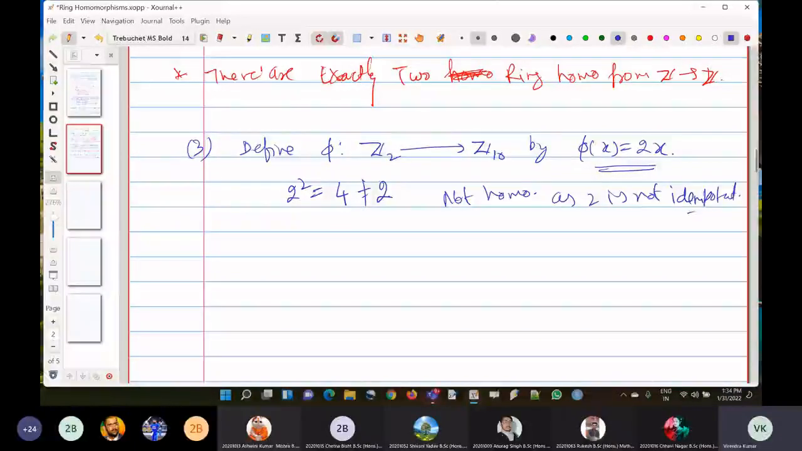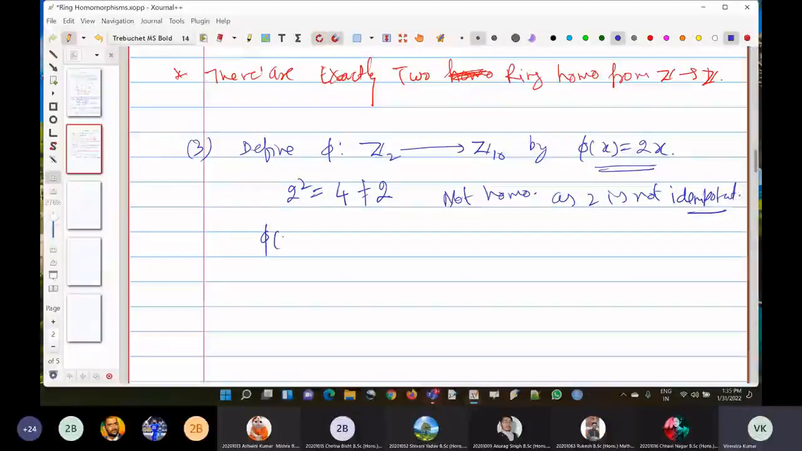Okay, so if it is not idempotent, then we can immediately say that it will not be a homomorphism. If it is, then there is a possibility that it will be a homomorphism. Are you getting what I'm trying to say? Being idempotent doesn't imply that this is going to be a homomorphism. But if it is not idempotent, then it is guaranteed that it's not going to be a homomorphism.